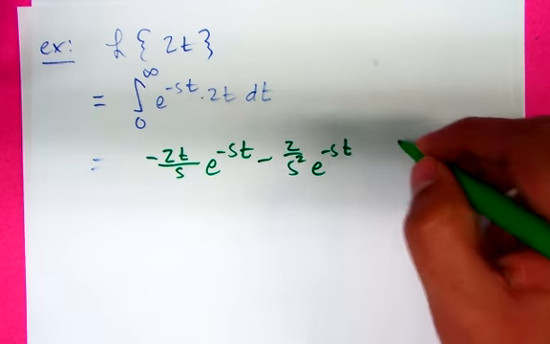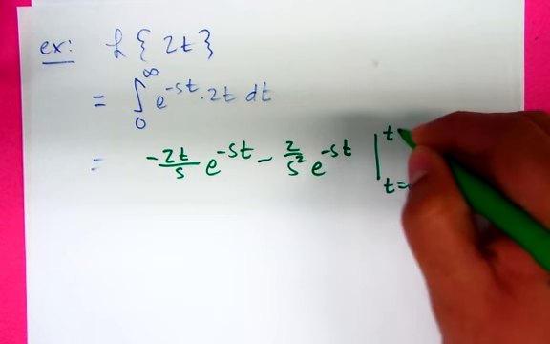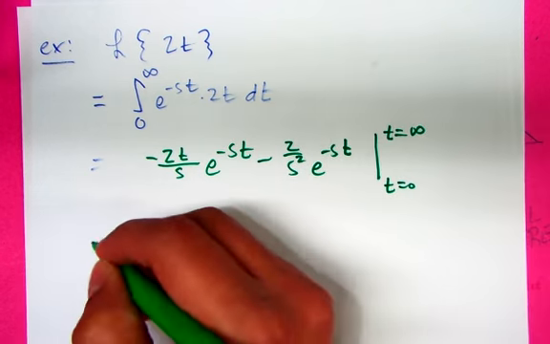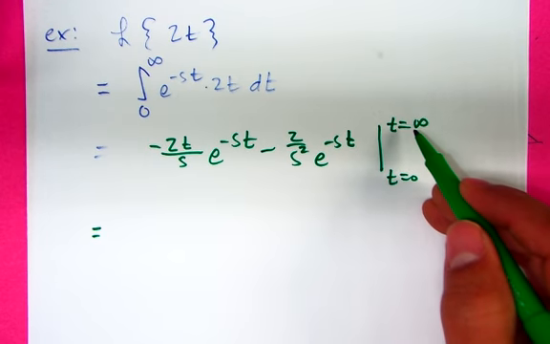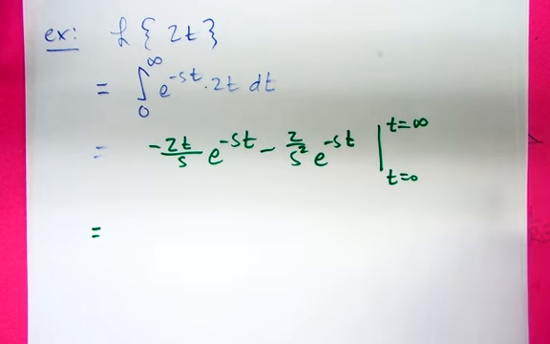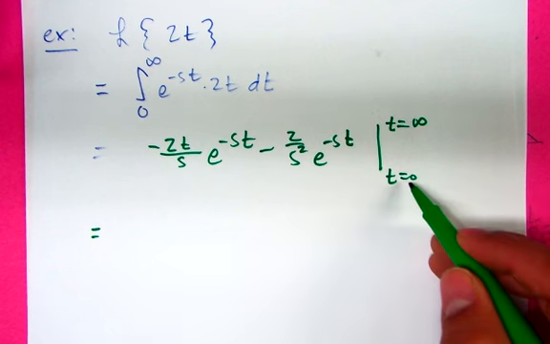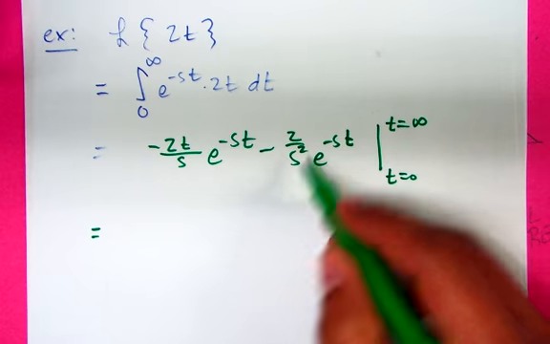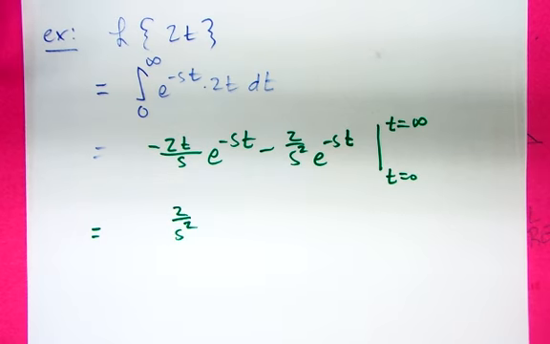And if we go from 0 to infinity, again, thinking of the limit as t goes to infinity, when we plug in infinity, that's going to go to 0. When we plug in 0, we just get a positive 2 over s squared. Okay, so some of these calculations with the definition are not very bad at all.